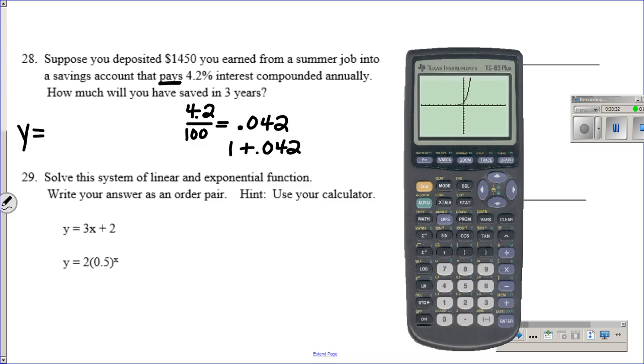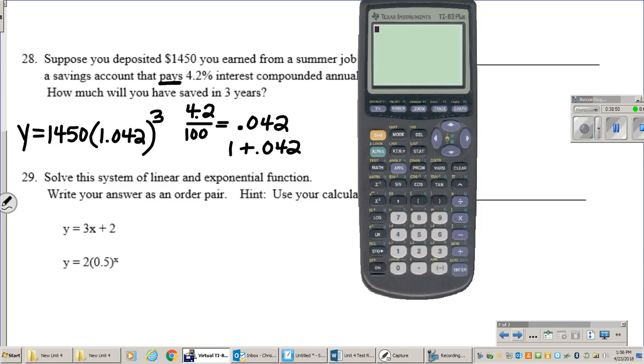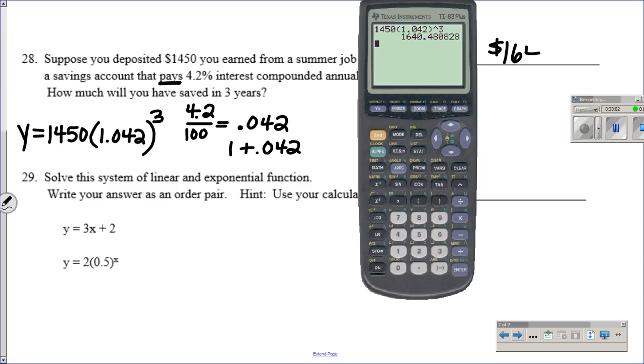So your equation is going to be y equals 1,450 times 1.042. And they want to know how much money you have saved in 3 years. So we're going to raise this to the 3rd power. I'm just going to do this calculation on my main calculator screen. So 1,450 times 1.042 raised to the 3rd power for the 3 years. And we will have $1,640.48 in the account.